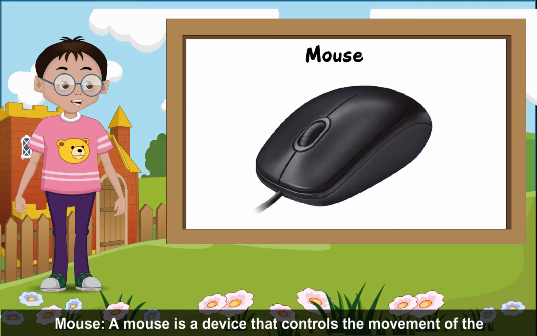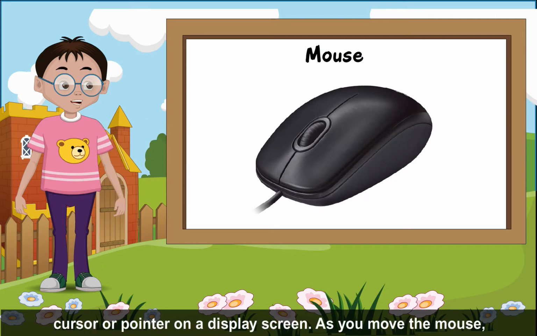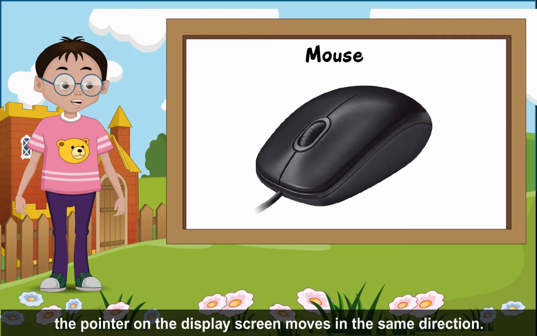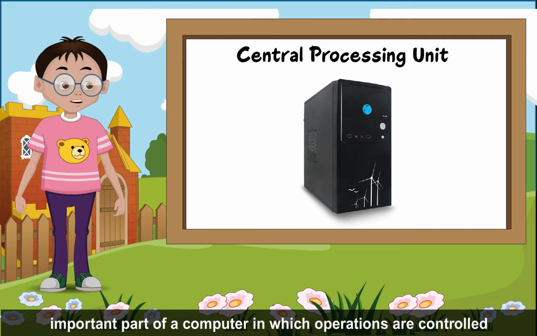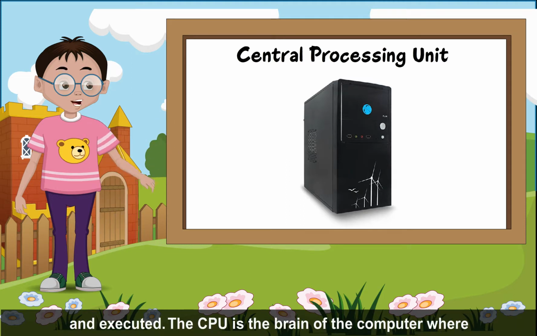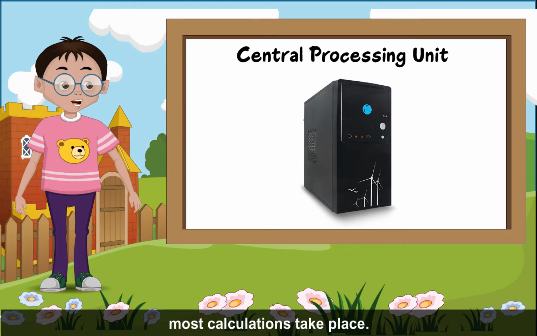Mouse. A mouse is a device that controls the movement of the cursor or pointer on a display screen. As you move the mouse, the pointer on the display screen moves in the same direction. Central Processing Unit. The Central Processing Unit is the most important part of a computer, in which operations are controlled and executed. The CPU is the brain of the computer where most calculations take place.